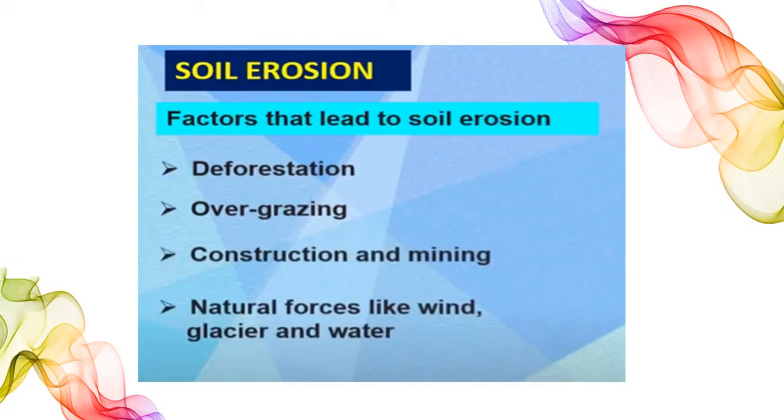The processes of soil formation and erosion go on simultaneously, and generally there is a balance between the two. Sometimes this balance is disturbed due to human activities like deforestation, overgrazing, construction and mining, etc. While natural forces like wind, glacier and water lead to soil erosion.